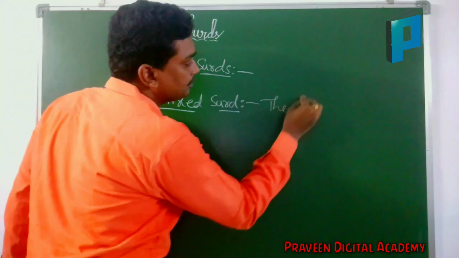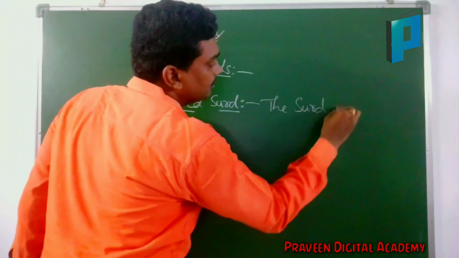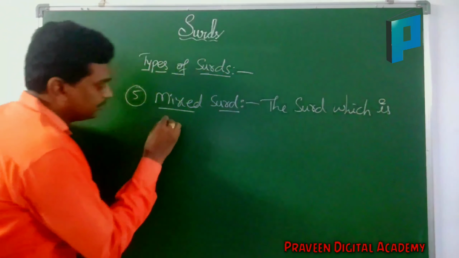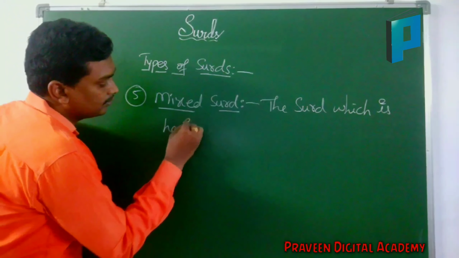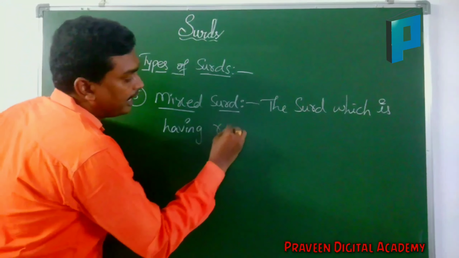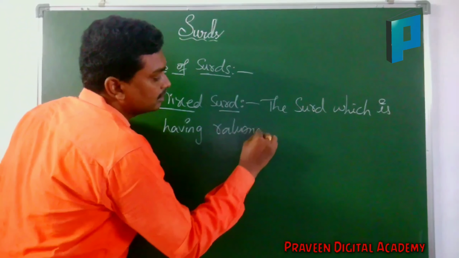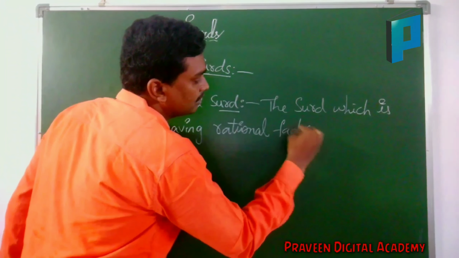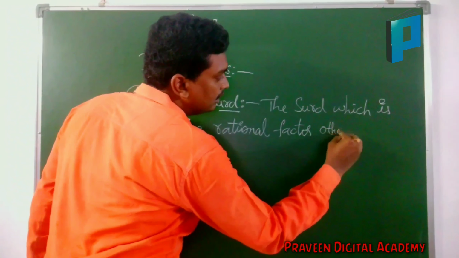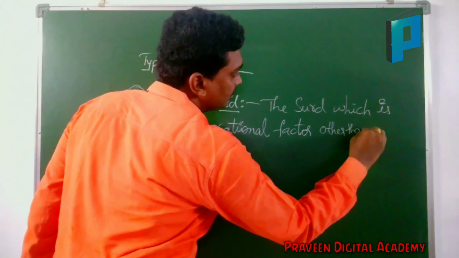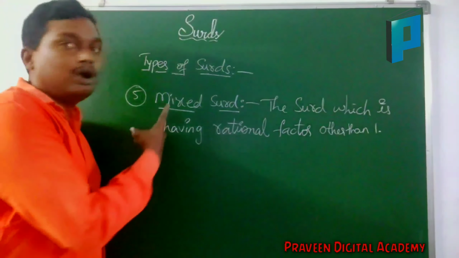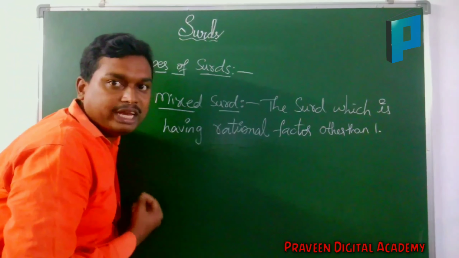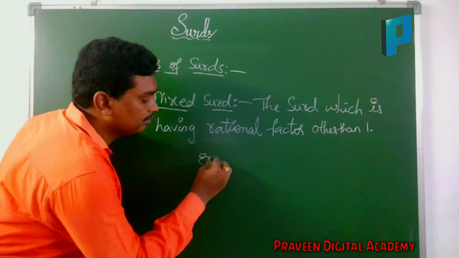The surd which is having a rational factor other than 1 is called a mixed surd. Let me give an example to help you understand very clearly.